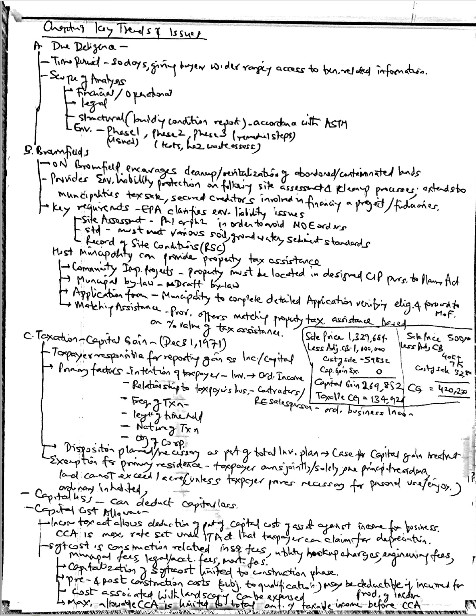Capitalization of soft costs is then limited to the construction phase. Pre and post construction costs, subject to qualification, may be deductible if incurred for the production of income. Costs associated with landscaping can be expensed. The maximum CCA is limited to the total amount of taxable income before CCA.